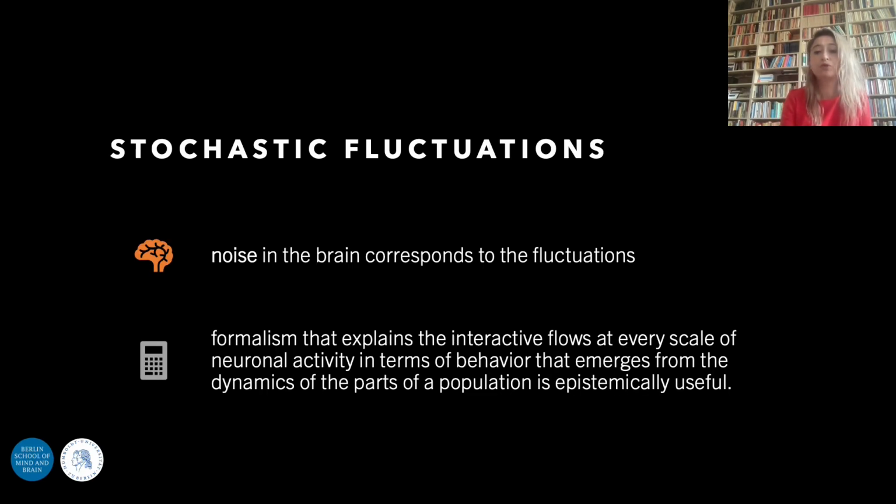Noise in the brain corresponds to the fluctuations arising from both internal and external sources, for example, of a neuron, cortical column, a region, or the environmentally situated body. Capturing these fluctuations is not trivial, and while the mathematics of stochastic differential equations provides guidance in terms of orbits, attractors, bifurcations, a comprehensive formalism that explains the interactive flows at every scale of neural activity in terms of behavior that emerges from the dynamics of the parts of the populations would be epistemically useful.